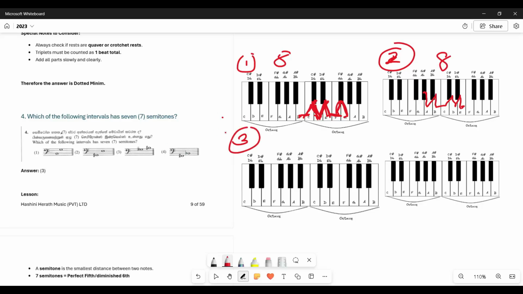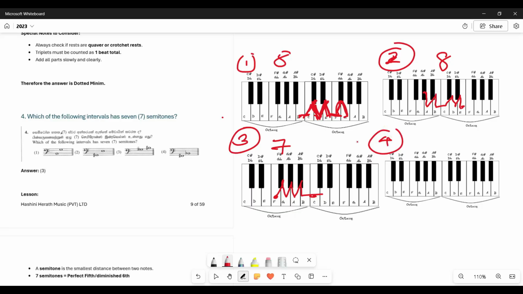Third one, this is G double flat, which means F. G double flat is F, and B sharp is C. 1, 2, 3, 4, 5, 6, 7. That has 7 semitones exactly.